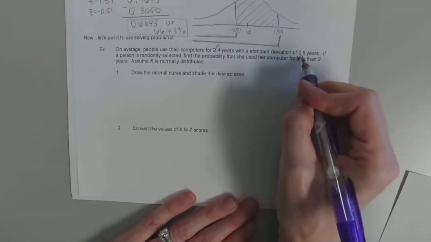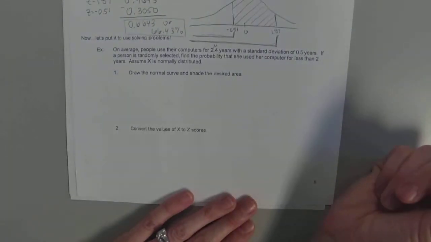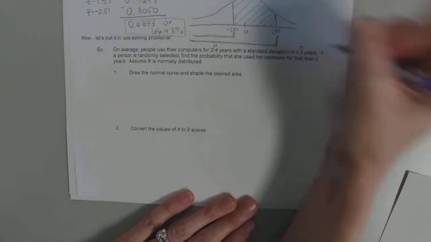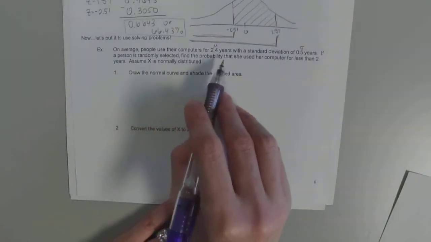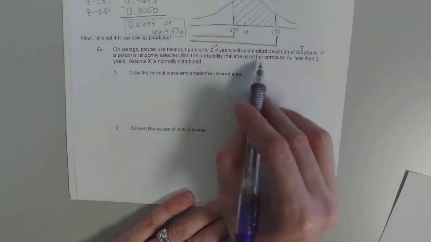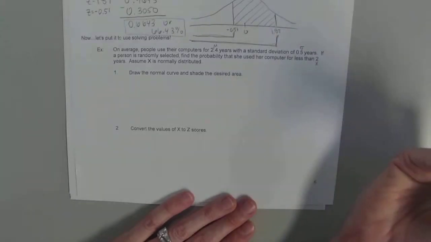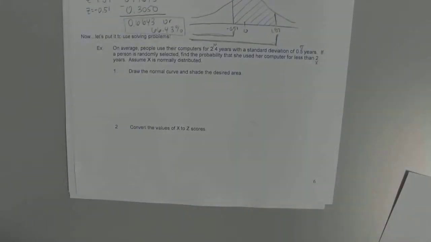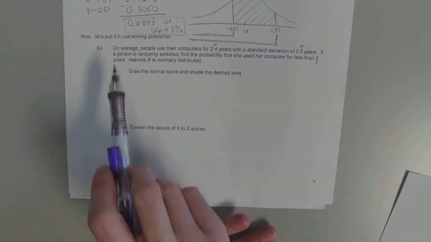With a standard deviation of half a year. What's the symbol for a standard deviation? Sigma. If a person's randomly selected, find the probability that she used her computer for less than 2 years. So the everyday person, the person that we're trying to figure out, that's always going to be X. That's going to be that specific scenario, that specific data value. And this is very important, but if you don't catch it, it's not that big of a deal.